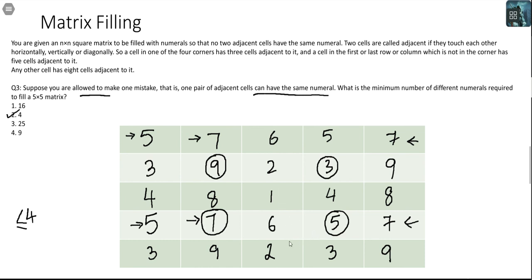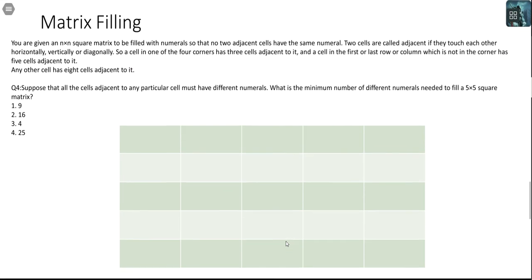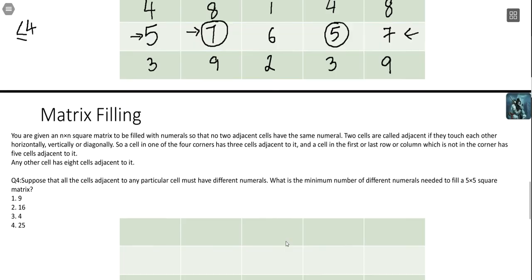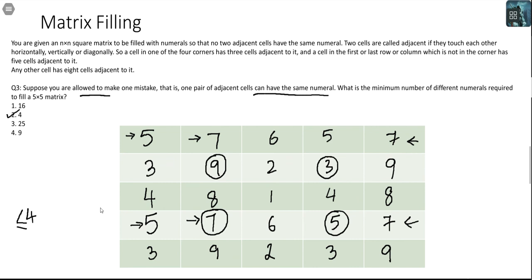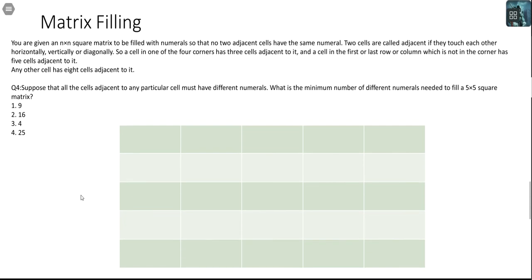I think I've solved it for the wrong question. Question number 4, I was supposed to solve it, but hopefully you'll get it. Question number 4. The wording is, suppose all the cells are adjacent to it. So let me just engage in the processing again.